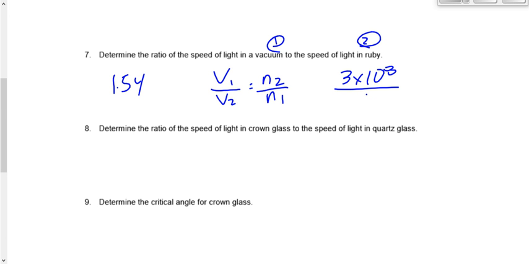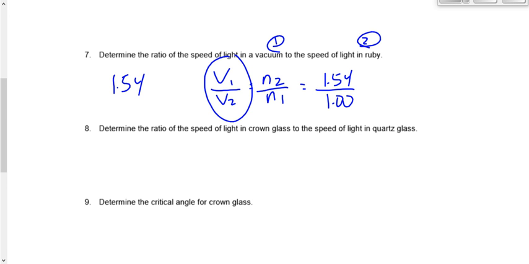We don't know the speed of light in ruby, do we? Okay, so let's, if we know the ratio, the speed of light ratio 1 to 2 is the same as the inverse of the index refraction ratio, then let's just say N2 over N1. N2 is 1.54, and N1 is 1.00. So what I've done there is found the ratio.